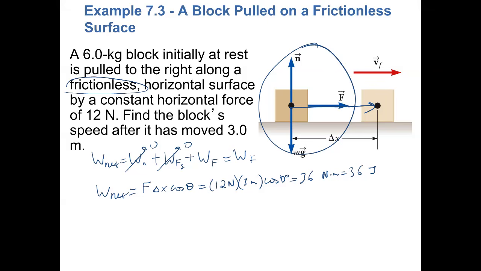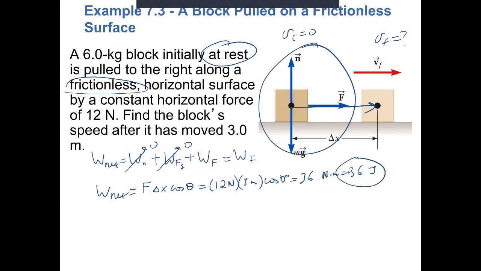So positive 36 joules, which means we transfer 36 joules into the system. Well, what happens when you transfer positive 36 joules into the system? Well, it's going to speed up. Remember, initially it's at rest, which means the initial velocity is 0. So what do you want to find here? The final velocity. Why is there going to be a final velocity? Because we transfer energy into the system.